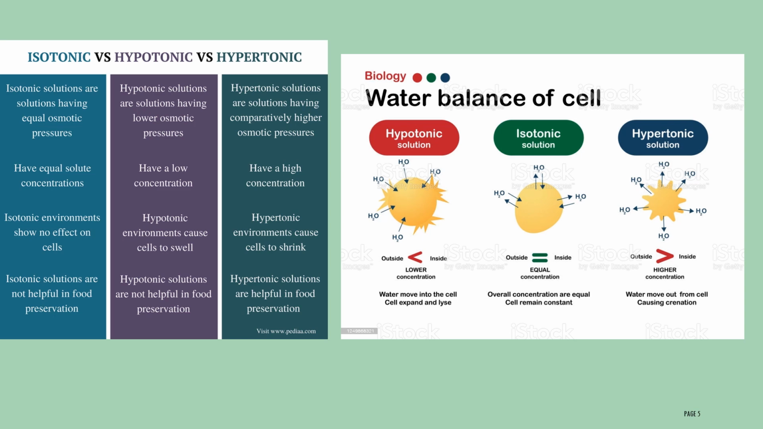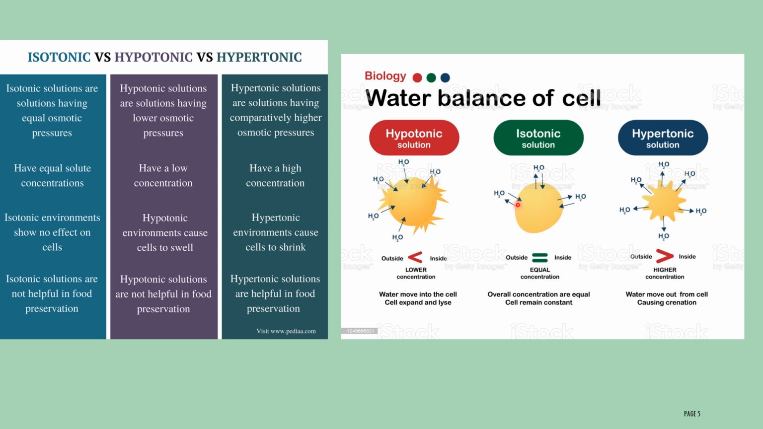Let us discuss the difference between isotonic, hypotonic, and hypertonic solutions. First, isotonic solutions are solutions having equal osmotic pressure. In an isotonic solution, the concentration of the solute inside the cell is equal to the concentration of the solute outside the cell.